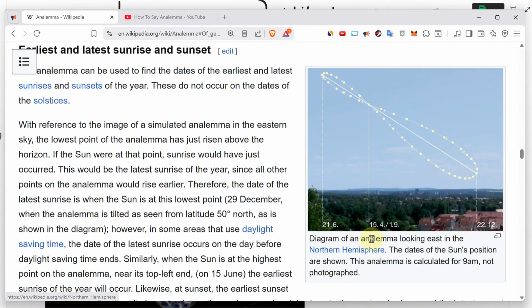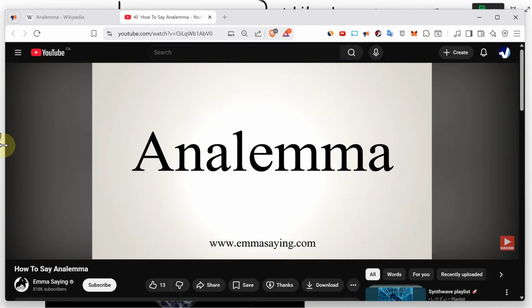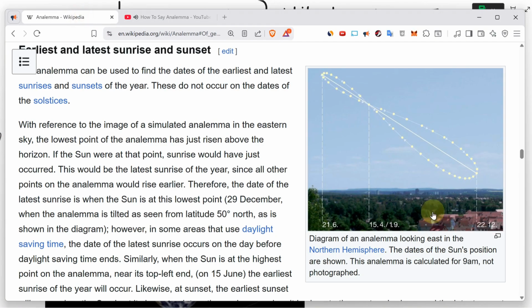So a diagram of an analemma, and here's the pronunciation of it. Let's see this. Analemma. Yeah, so that's analemma, all right. And this one's a diagram of an analemma looking east in the northern hemisphere. The dates of the sun's position are shown. This analemma is calculated for 9 a.m., not photographed. All right, so here's the dates right there.